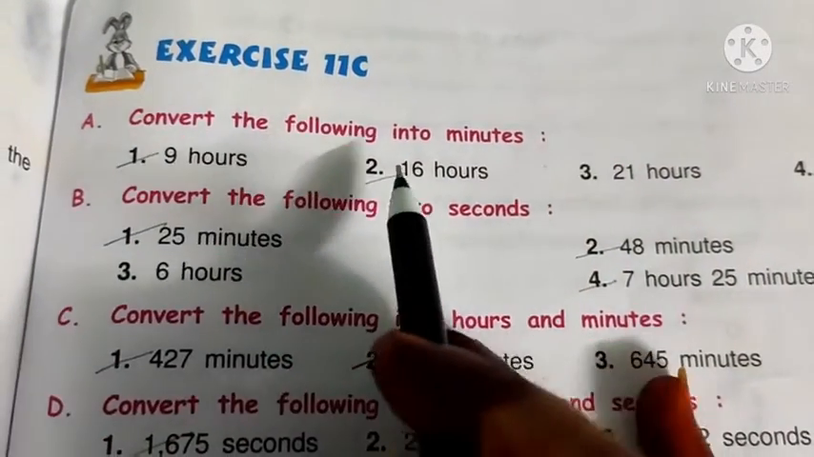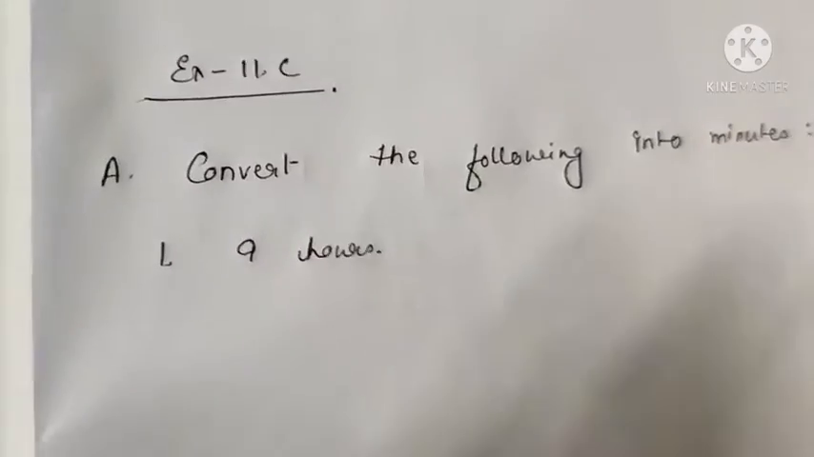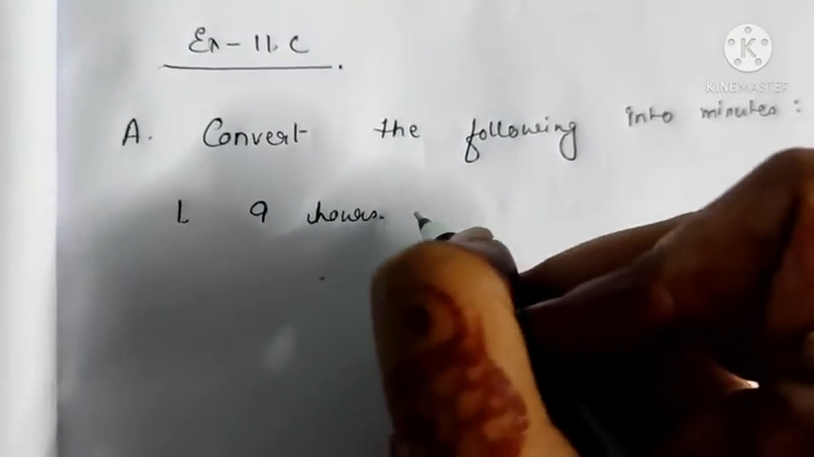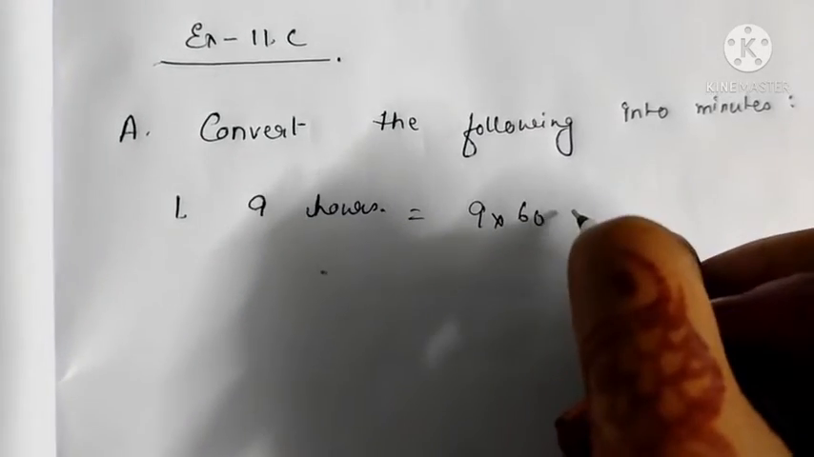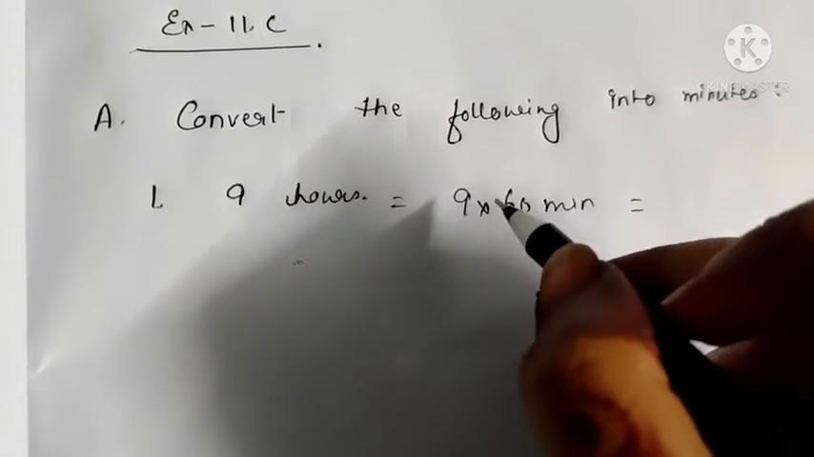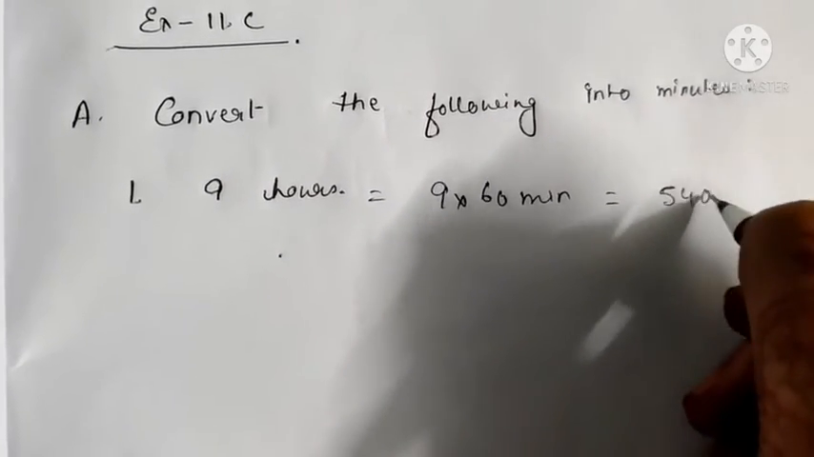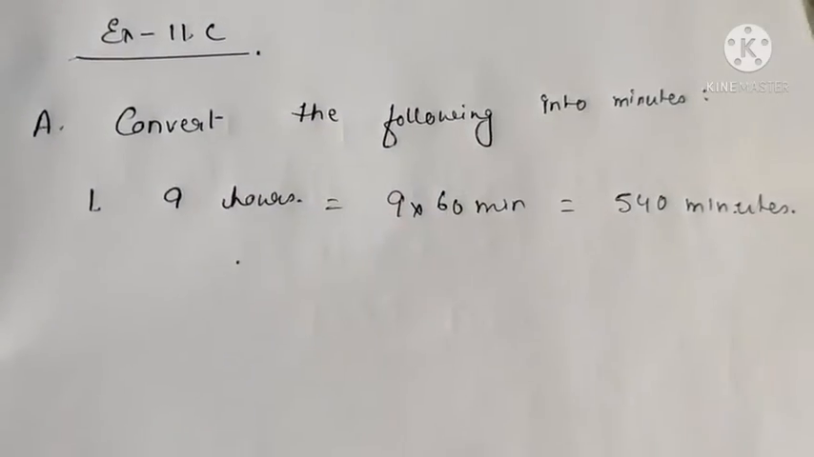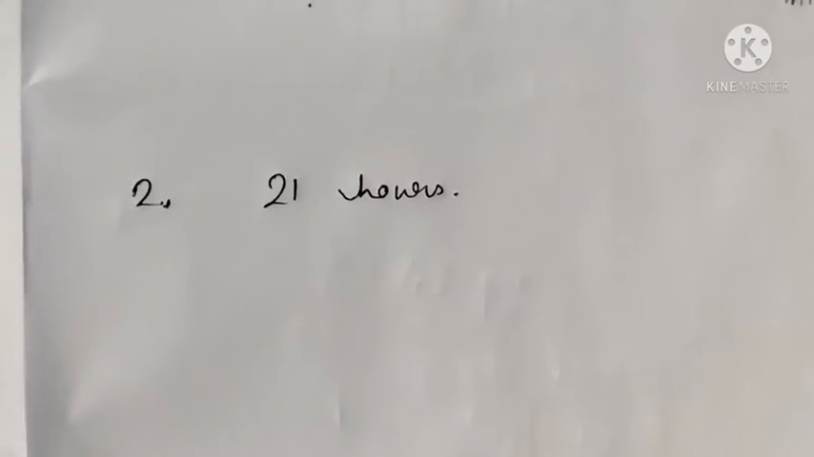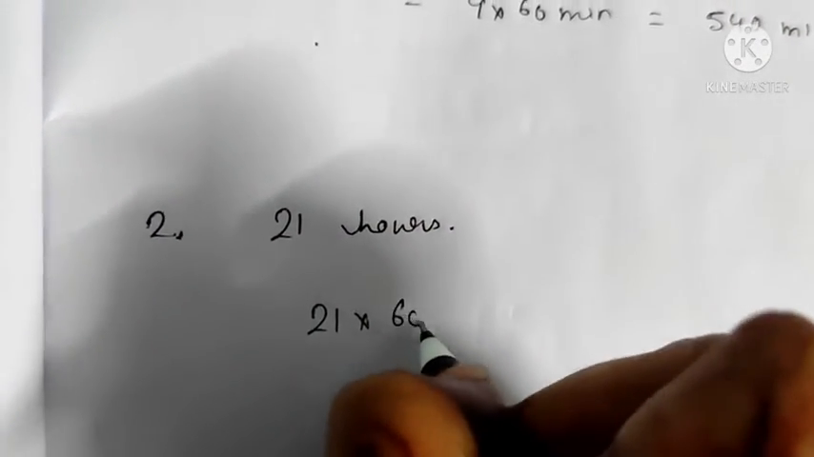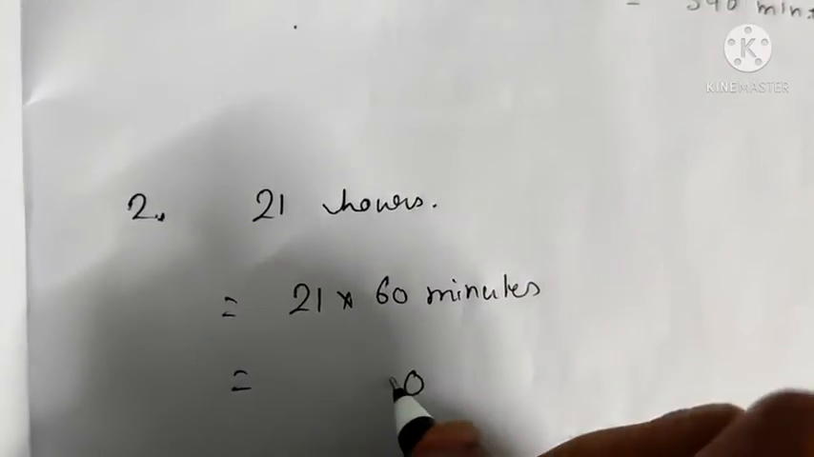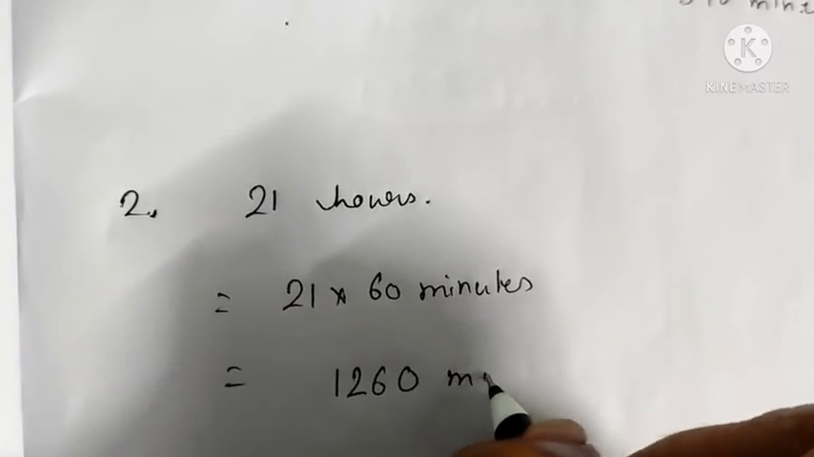Now number A, convert the following into minutes. 9 hours. To convert this, we have to multiply 9 into 60 minutes, that is 540 minutes. Number 2, 21 hours. Convert 21 hours into minutes. So 21 into 60 minutes equals 1260 minutes.